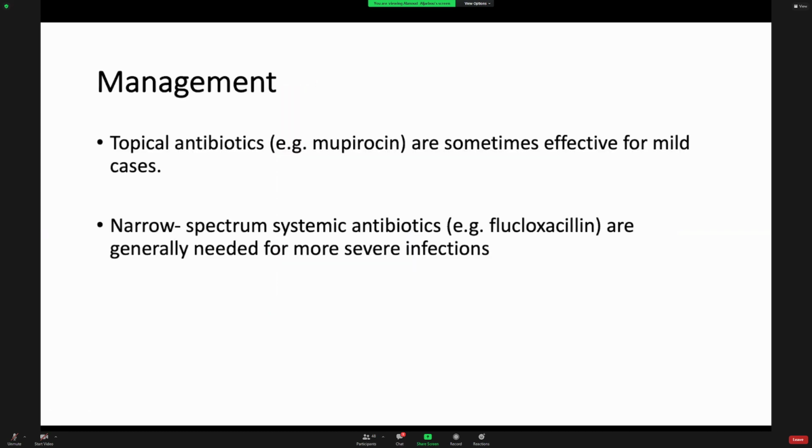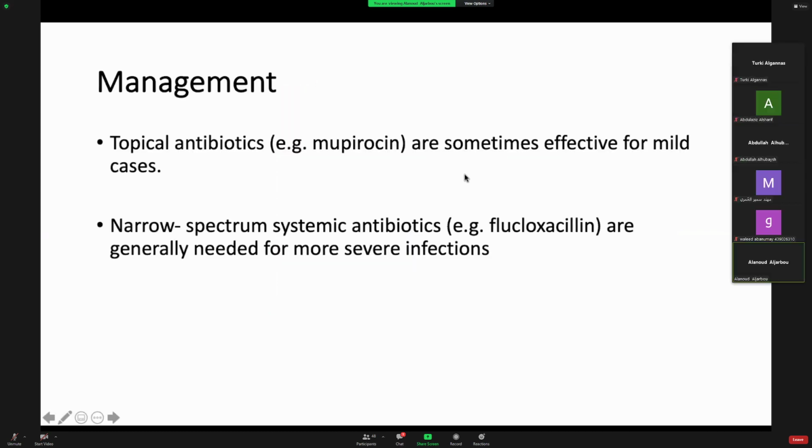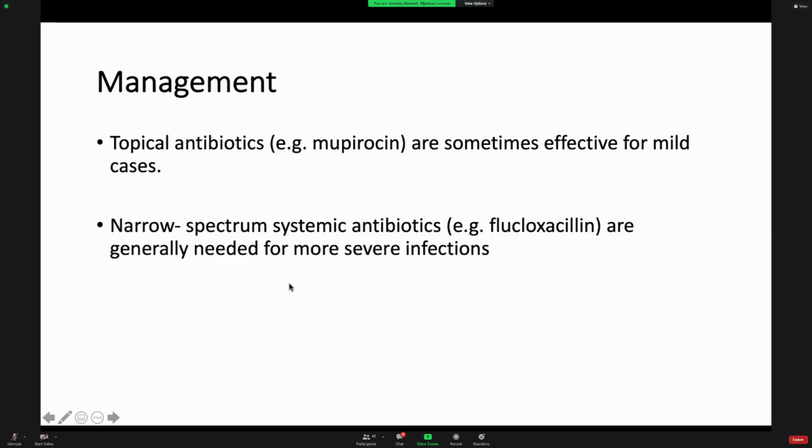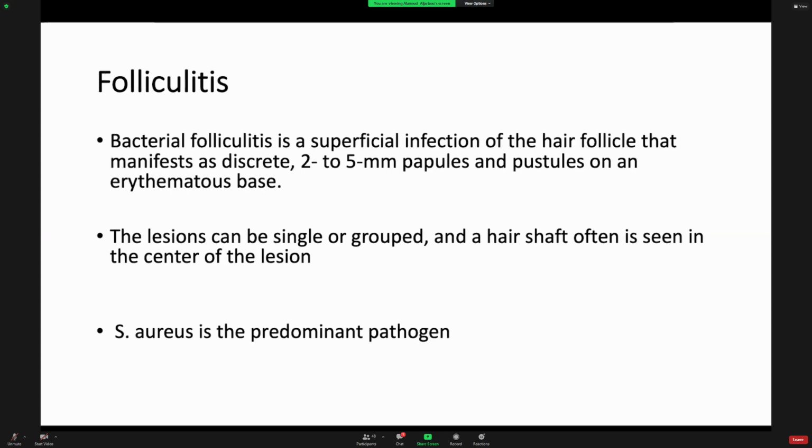The management, as we mentioned, is topical antibiotic. The most common example is mupirocin, effective for mild cases. Or if the patient is looking ill, we can start with a narrow-spectrum antibiotic targeting staph and strep. For severe infection, we give a duration of 1 week to 10 days, not 10 years.